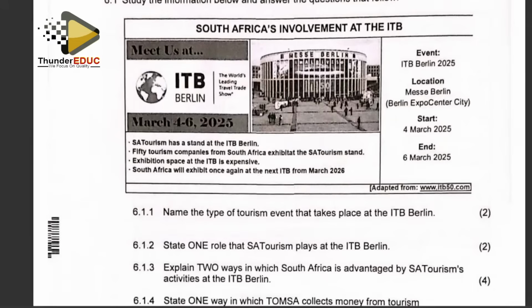Exhibit at the ITB. Name the type of tourism event that takes place at the ITB Berlin. So that is basically a travel trade exhibition. That is a travel trade exhibition, or you can say it's a marketing event. That is the first thing.